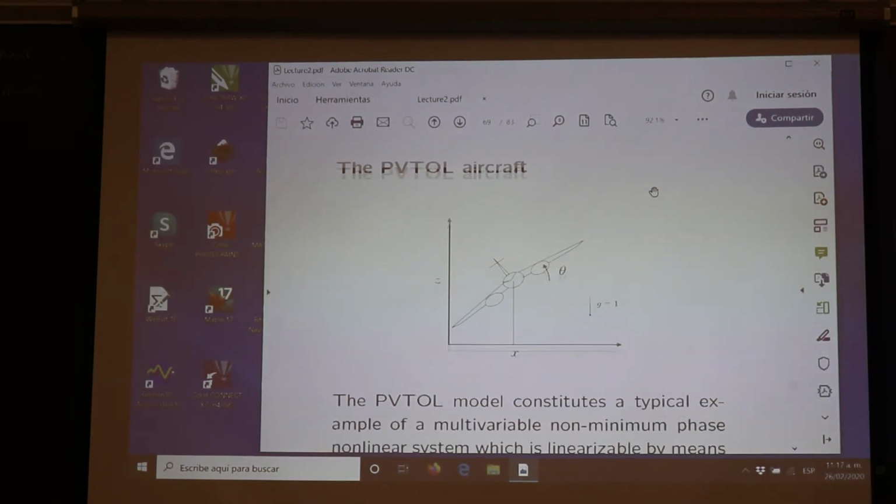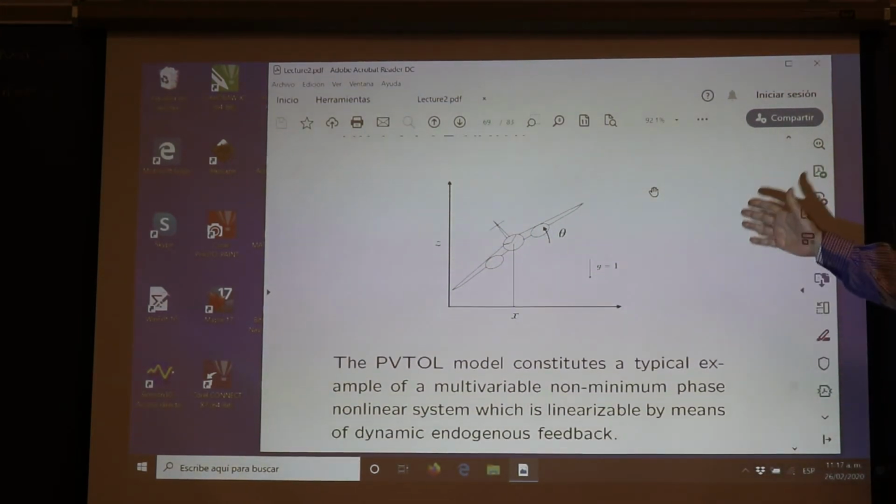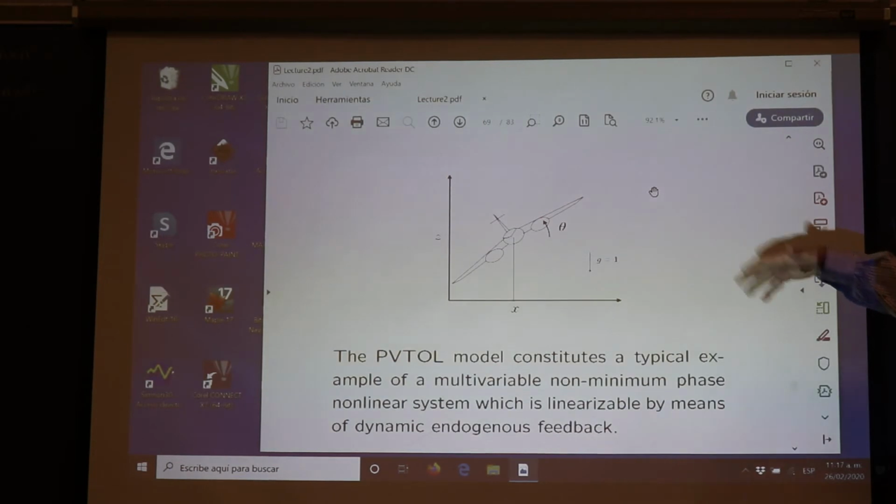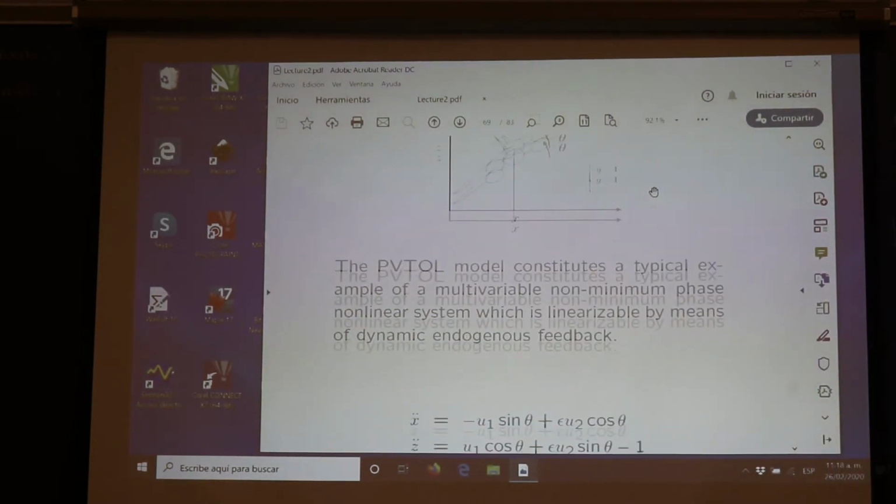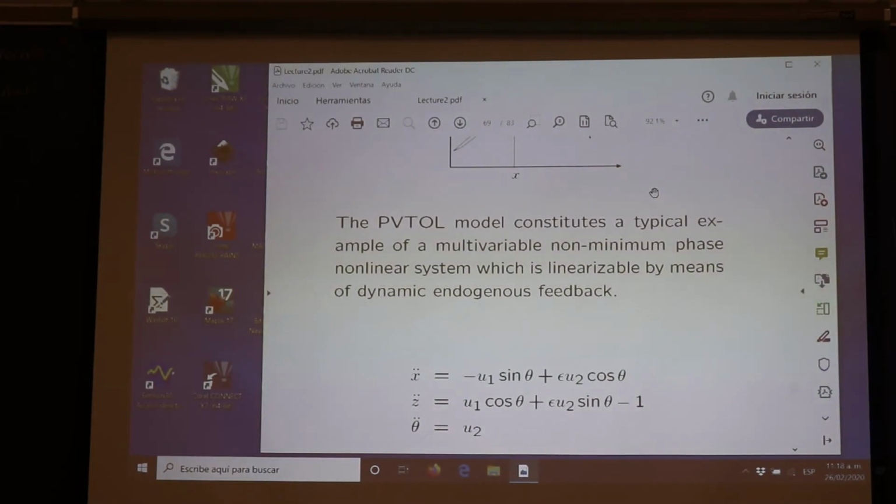Thank you. So this is a simplified model of the aircraft. It's a nonlinear model, very well known. It's a non-minimum phase system.